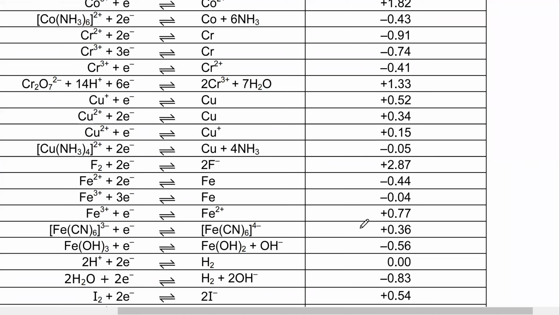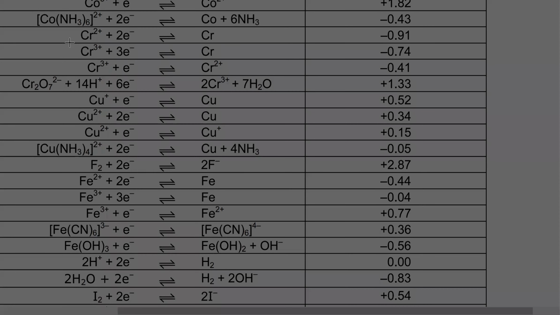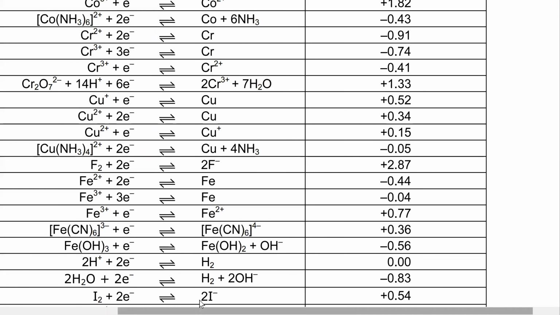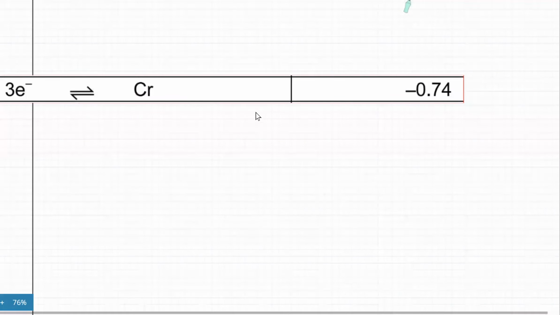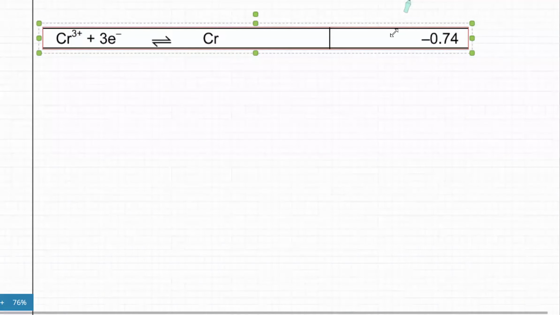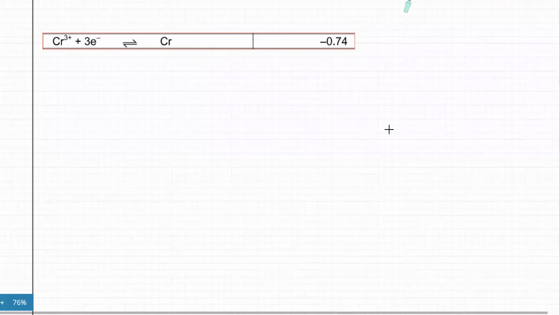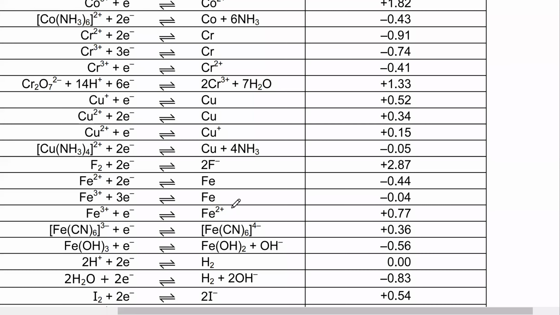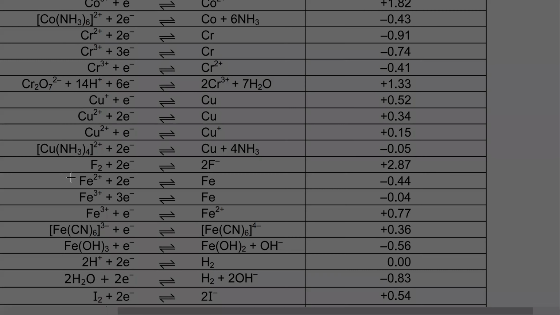I can pick any two electrodes from here. So I can pick any random electrode. For example, I can pick the Cr3+ and Cr electrode and use that as one of my electrodes. I don't need to draw the diagram every time, so I'll just use this equation, just make it smaller. That's one electrode, and I'll pick some other random electrode. For example, I can pick the Fe3+, Fe2+ electrode, which is this one.